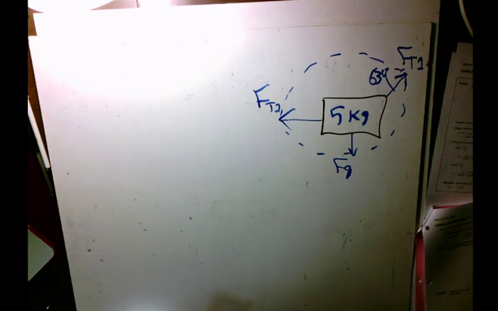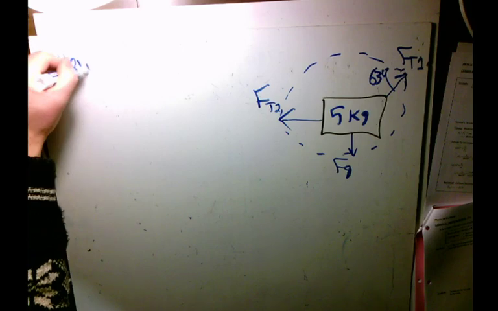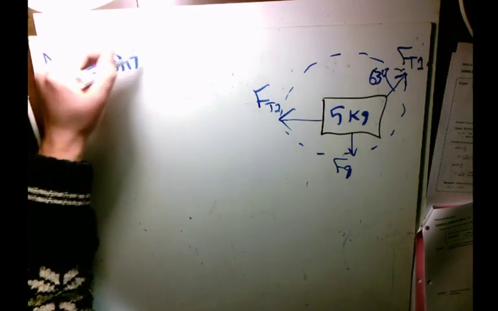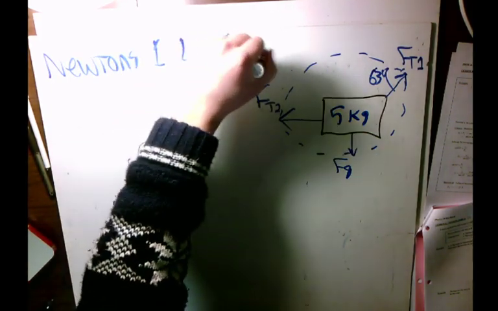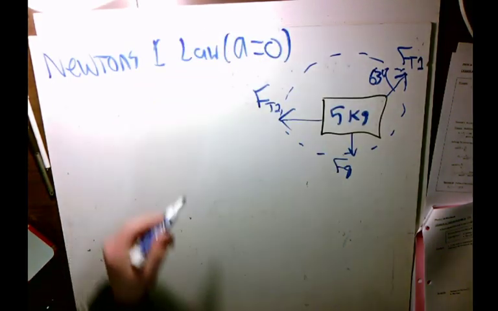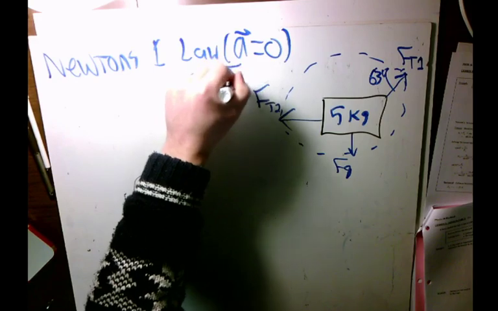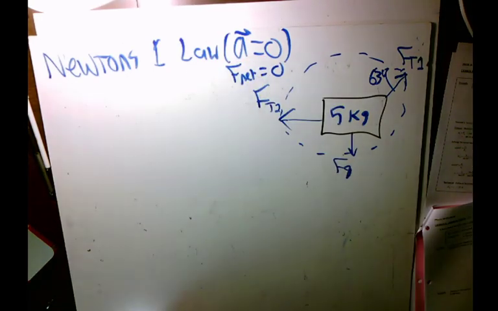All right, let's think about what's going on with our box here. It's hanging by these ropes, gravity's pulling it down. Is it accelerating up, down, left, right, or anything? Nope, right? It's just being suspended there. So we know we're working with Newton's first law. Acceleration is equal to 0. So our F net is 0.